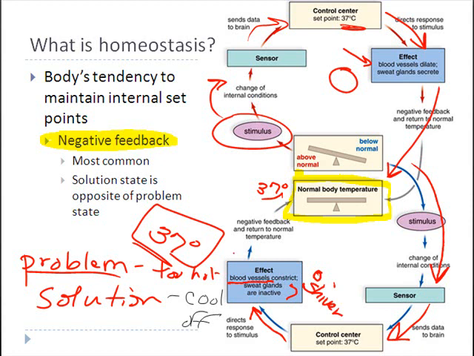And these effects will continue until such time as the body temperature returns back to normal body temperature. Again, this is a negative feedback loop because the problem state and the solution state are opposite. In this case, the problem state was we were getting cold. The solution is do something to generate heat.